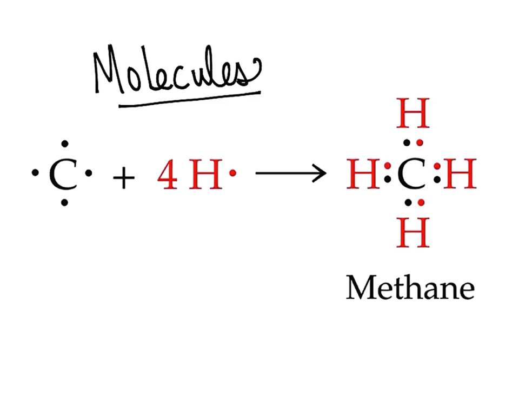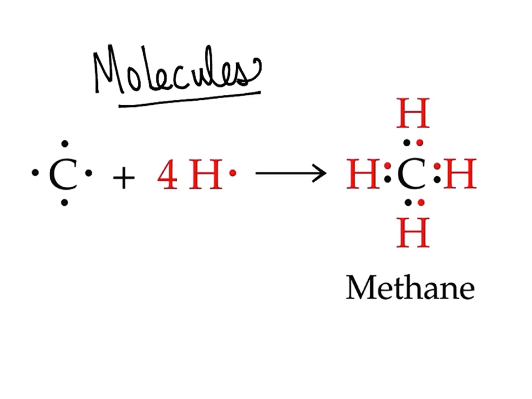Now, normally we use Lewis dot structures to draw molecules, and so here we have a single carbon atom combining with 4 separate hydrogen atoms. The carbon is going to share each of its 4 valence electrons with hydrogen. Hydrogen brings 1 valence electron, which it's going to share. And so you can see the hydrogen's electrons are shown in red, and the carbon is shown in black with its valence electrons also in black.